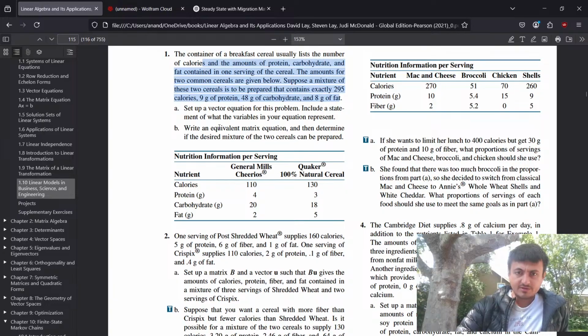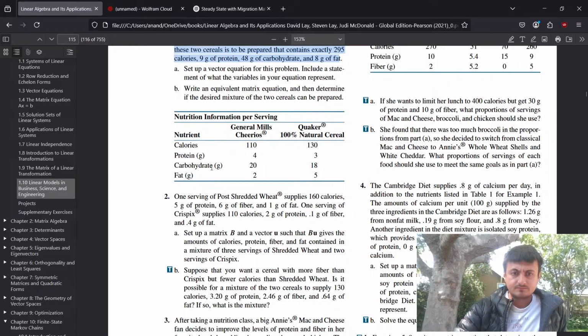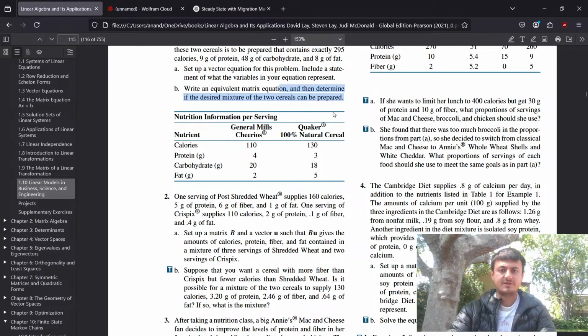Write an equivalent matrix equation. 110, 130, 4, 3, 20, 18, 2, 5, times x1, x2 is equal to 295, 9, 48, 8. I don't even know why I wrote that down. Then determine if the desired mixture of the two cereals can be prepared.